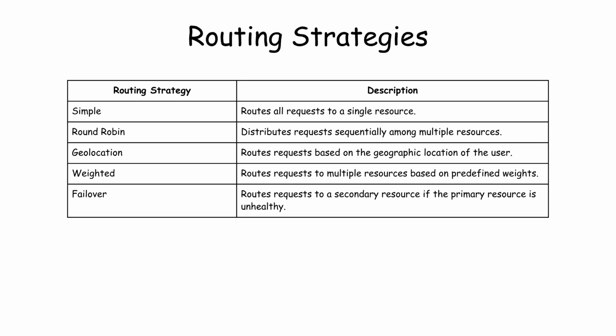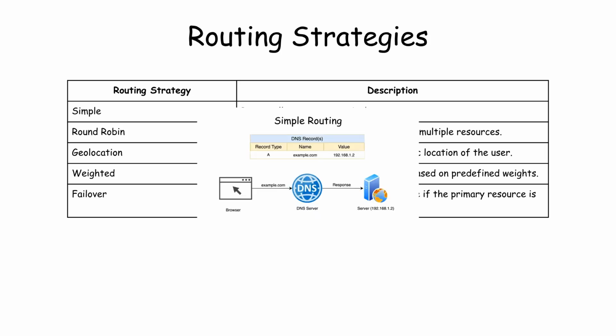This is where DNS evolves from being a simple phone book into a powerful toolkit for controlling your traffic. On screen, you can see the main strategies we're going to cover. Each one is a different tool for solving a specific problem. Whether you need to balance load, reduce latency for a global audience, or create a bulletproof disaster recovery plan, let's break them down one by one, starting with the foundation for them all: simple routing.